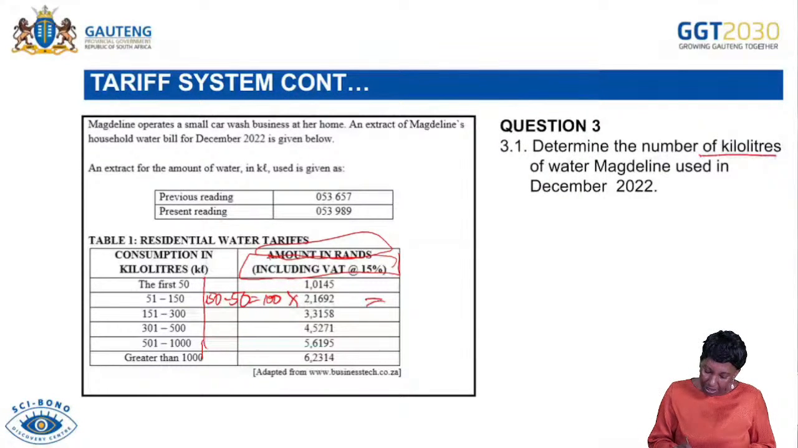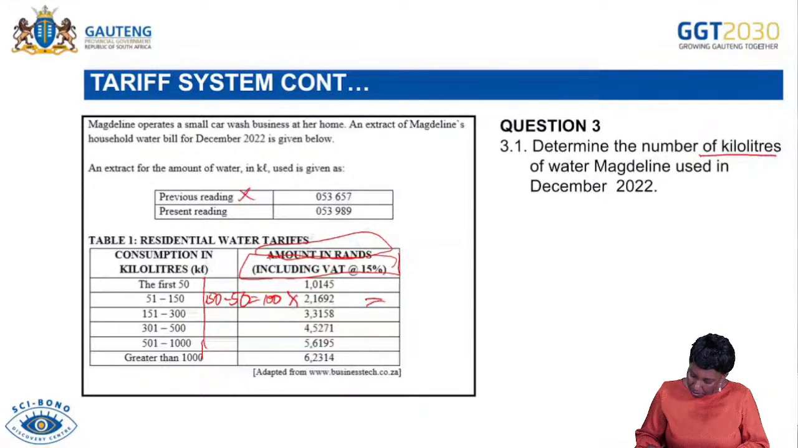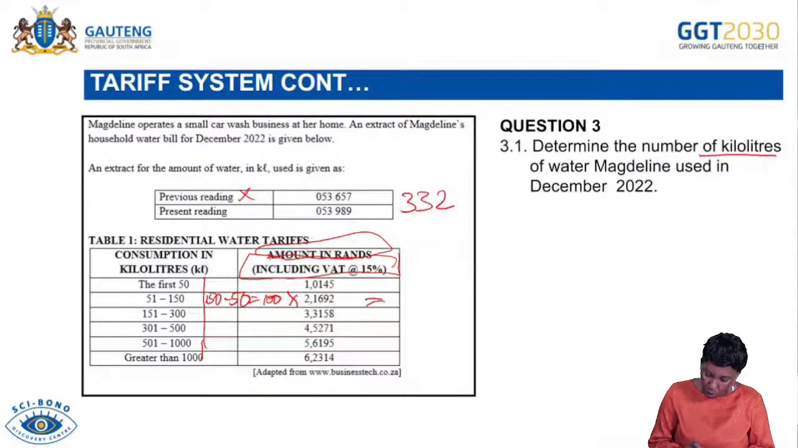And then they even told us how many kiloliters exactly. Determine the number of kiloliters that Magdalene has used in December. How are we going to determine the number of kiloliters? The previous reading was 0.53657. Then the current reading, which is the present reading, is 0.53989. Let's quickly check how many kiloliters she used. It will be 0.53989 minus 0.53657. And then our answer here is 332 kiloliters that Magdalene has used.